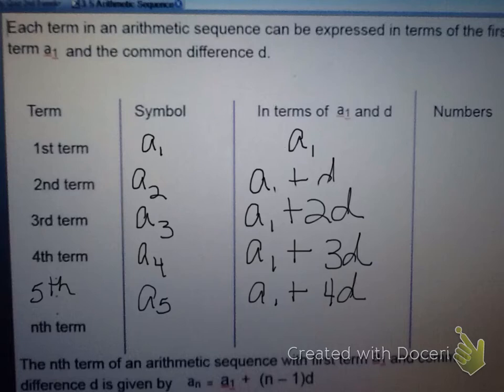Notice the pattern. It is always one less than whatever term we're talking about, which leads us to the formula. The nth term is the first term plus whatever term we're talking about minus 1 times the difference. So this is the formula that you have to have memorized.